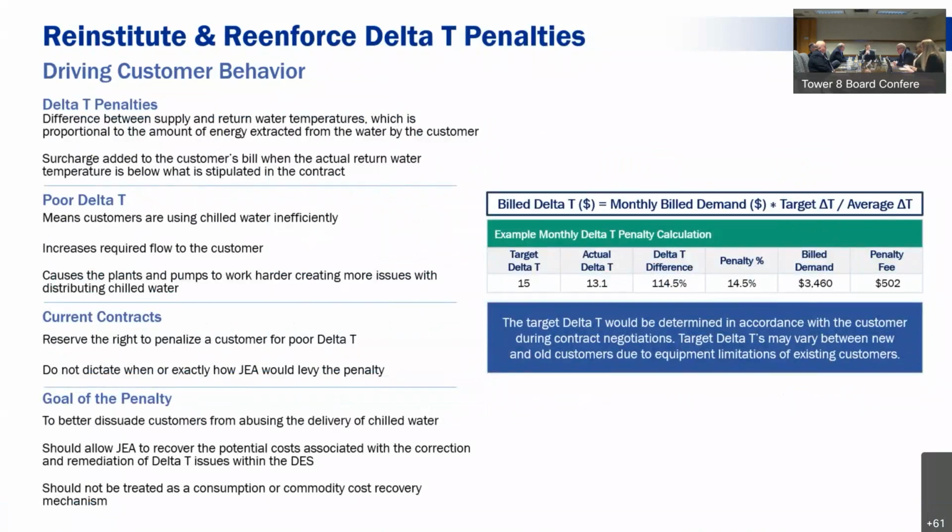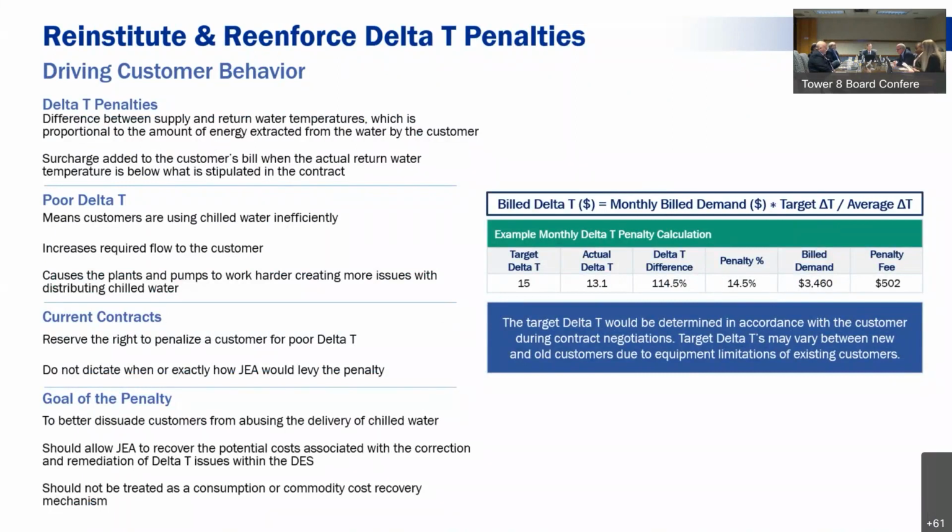And then the Delta T penalties, those are a surcharge added to the customer's bill when the actual return water temperature is below what is stipulated in their contract. A poor Delta T does not mean the customer is using more chilled water, it just means they're using it inefficiently. Our current contracts do reserve the right to penalize a customer for poor delta T, but they don't dictate when or exactly how JEA would levy the penalty.